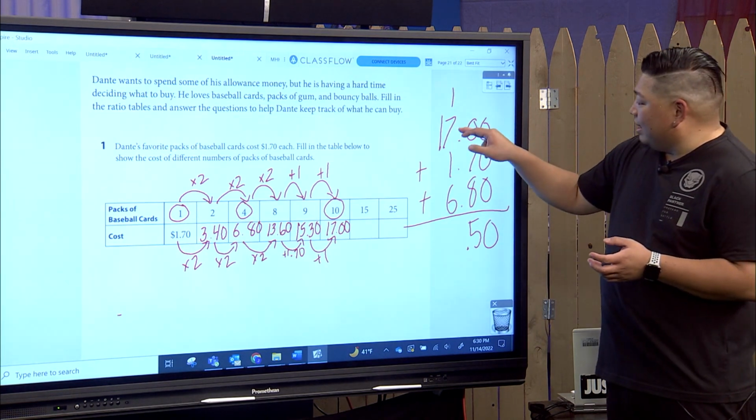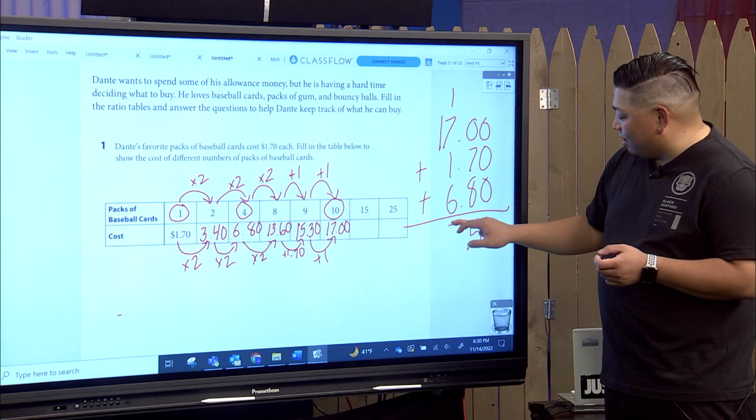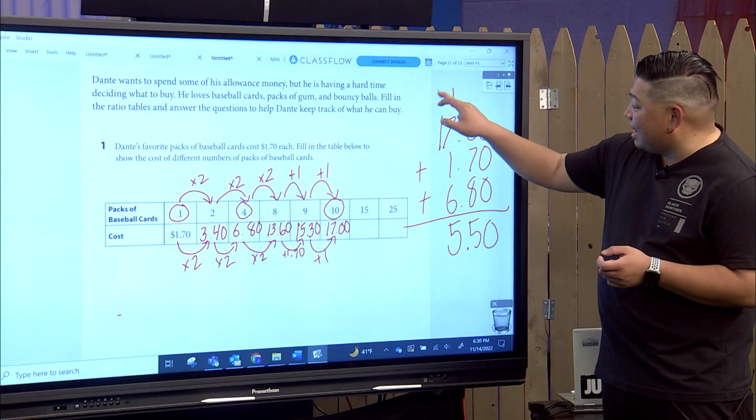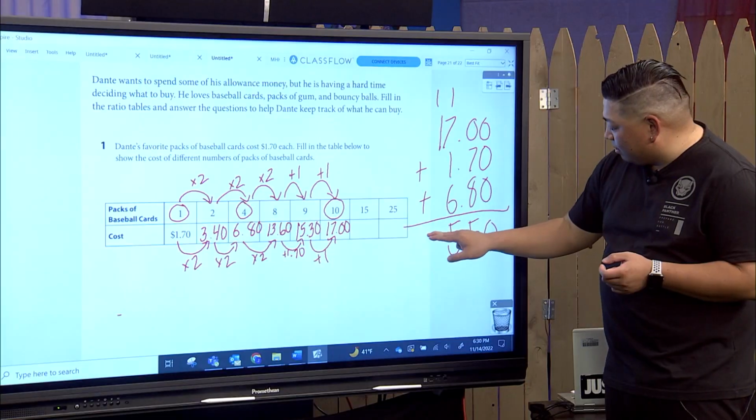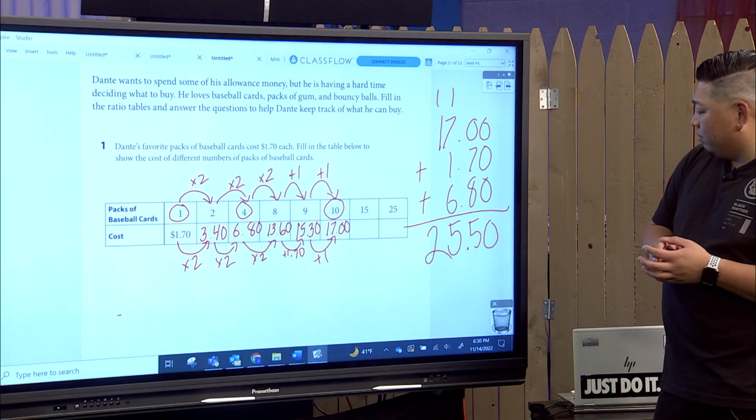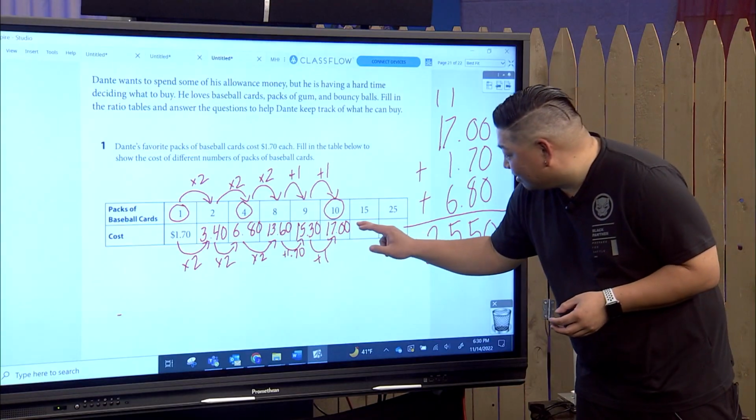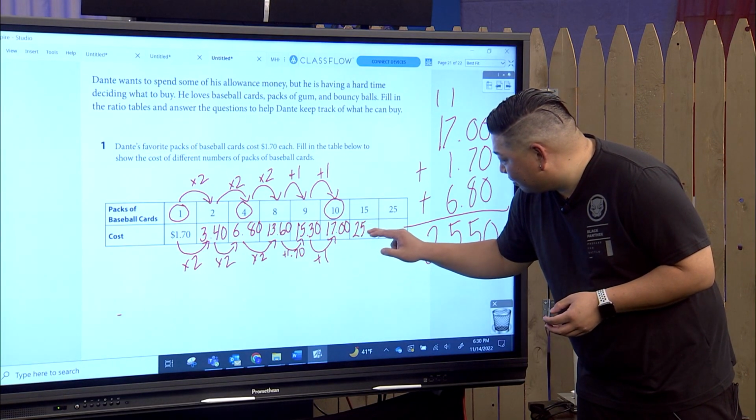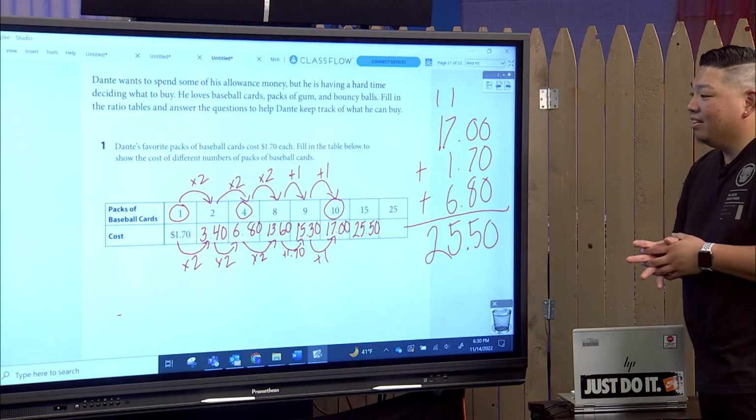So I have 7, 8, 9 plus 6 is 15. So I take my 10 and regroup it into the tens place. 10 plus 10 is 20. So $25.50. That is so cool. It's kind of like magic. Seriously. It kind of is like magic, right?